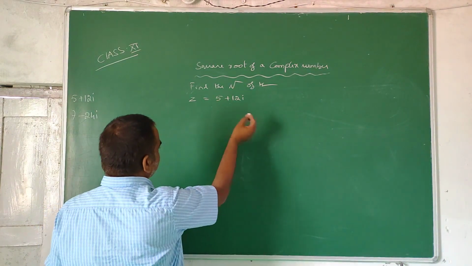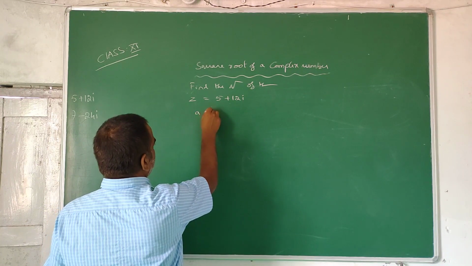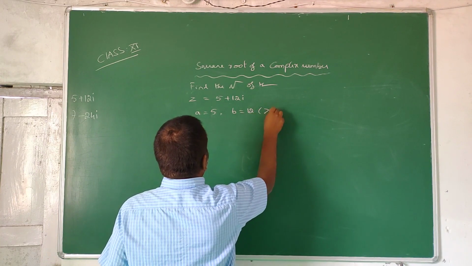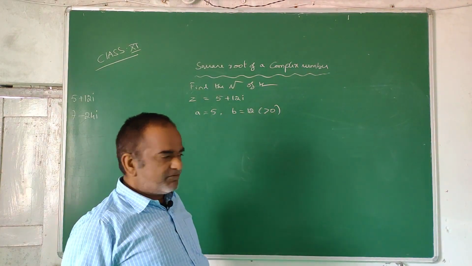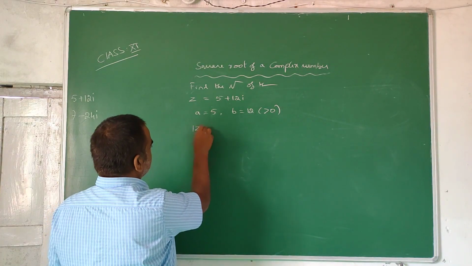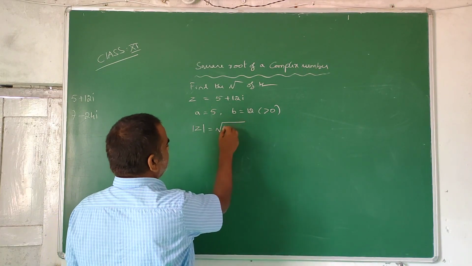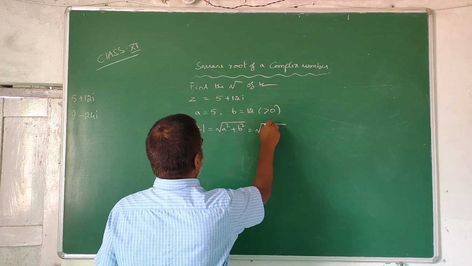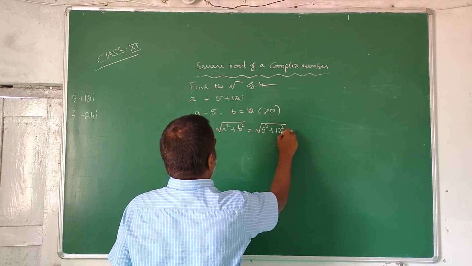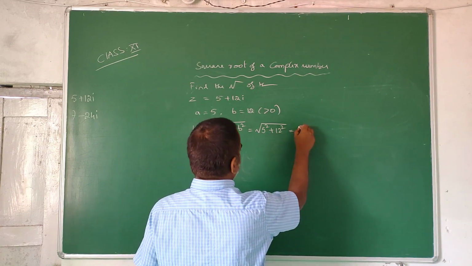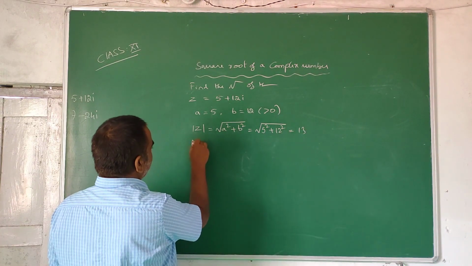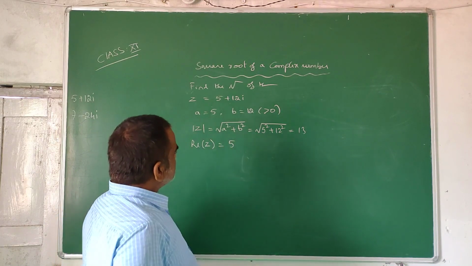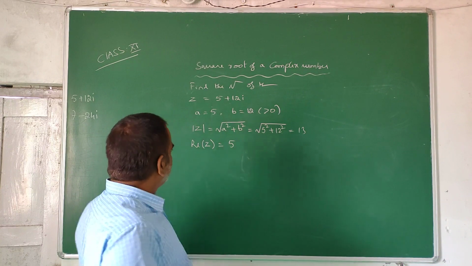When this is compared with the standard form, a is equal to 5 and b is equal to 12, which is greater than 0. Now we need to find mod z. Yesterday I explained, mod z is equal to root over a square plus b square, root over 5 square plus 12 square. 144 plus 25 is 169, root 169 is 13. And the real part of z, which is a, is 5. And b is greater than 0. Please do remember.